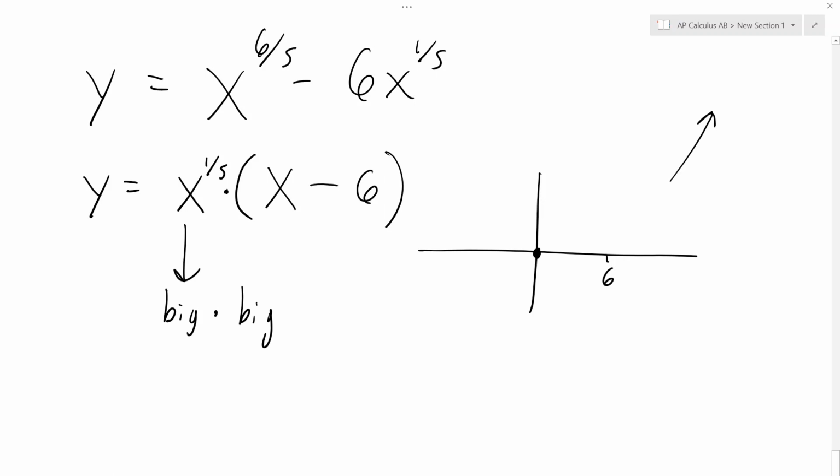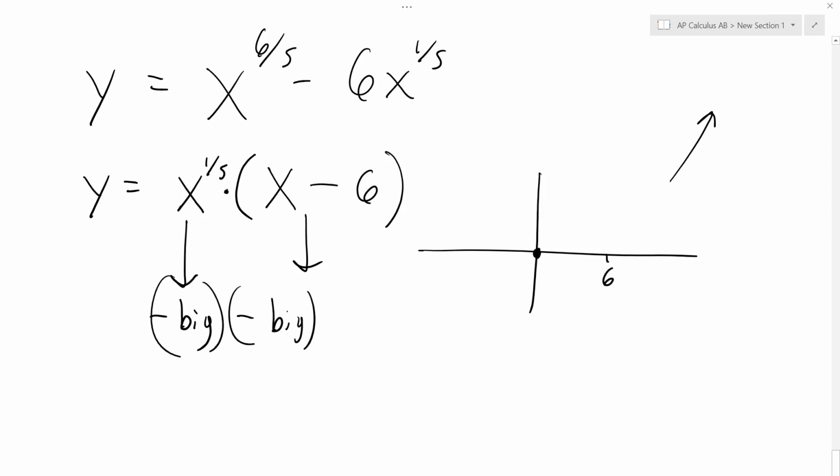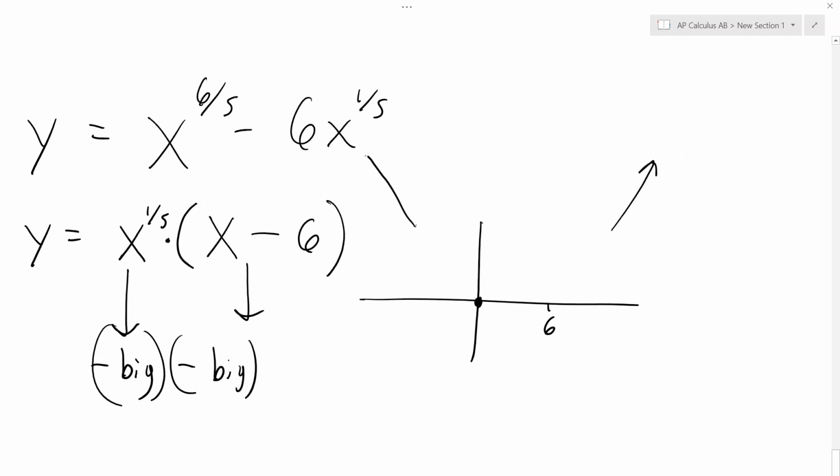If I plug in a big negative number, like negative 100, if I take the fifth root of negative 100, can I take a fifth root of a negative number? You can take odd roots of negatives. You can't take even roots. You can't take a square root of a negative, but you can take a fifth root. So if you plug in a big negative number into here, this is going to be a big negative number. If you plug a huge negative number into here, like negative a million minus 6, now we're multiplying these though, not subtracting. What's a big negative times a big negative? Big positive. So this graph on this side is going to be going up.